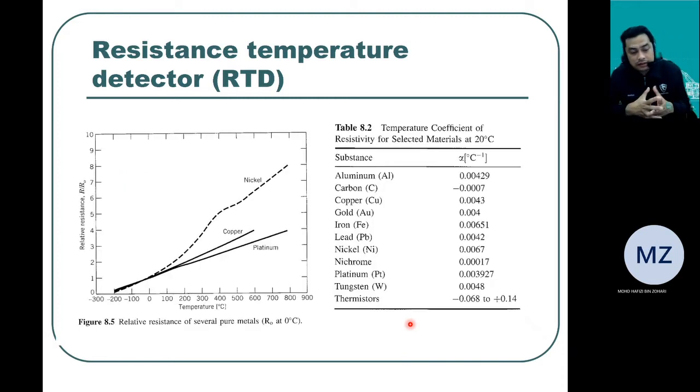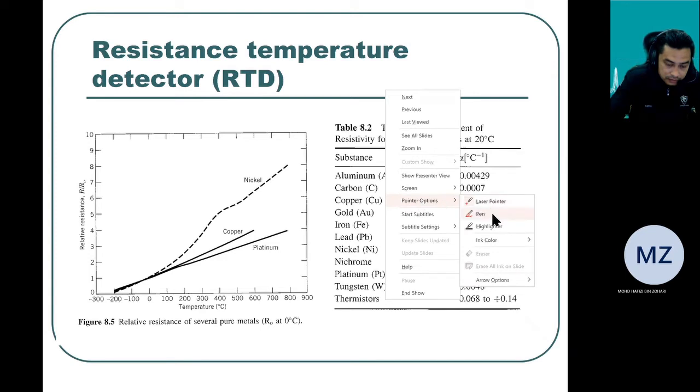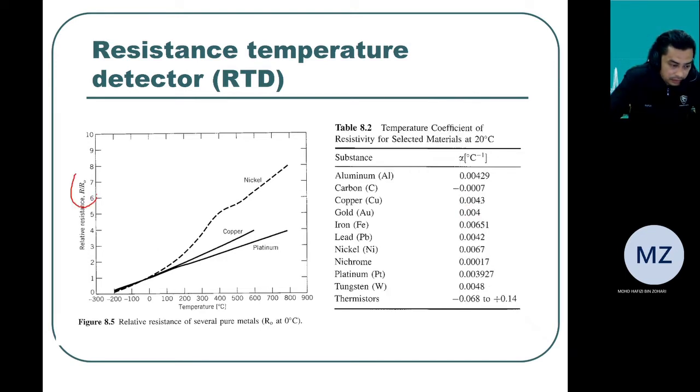If you look at this graph, you look at the relation between the relative resistance, R over R naught. R naught is the original resistance. R is the resistance after the temperature increases. So the relative resistance can be related with the temperature: the higher the temperature, the higher the relative resistance.